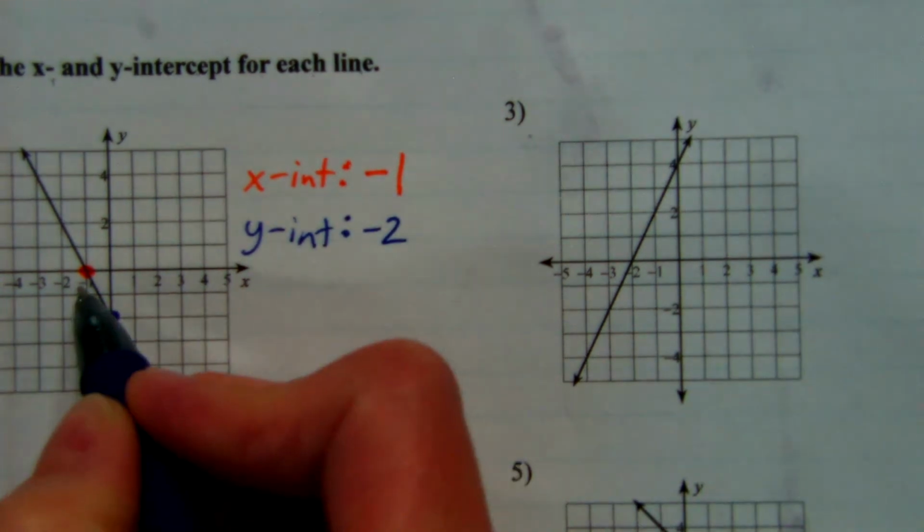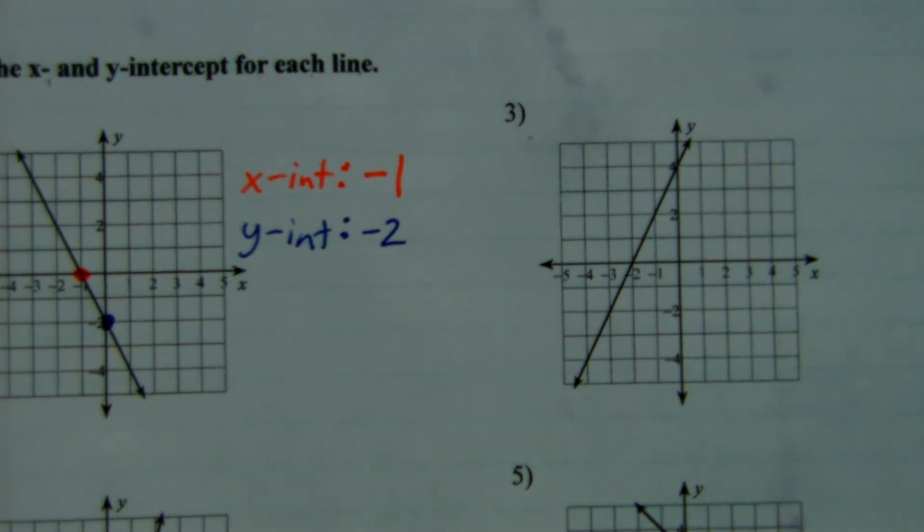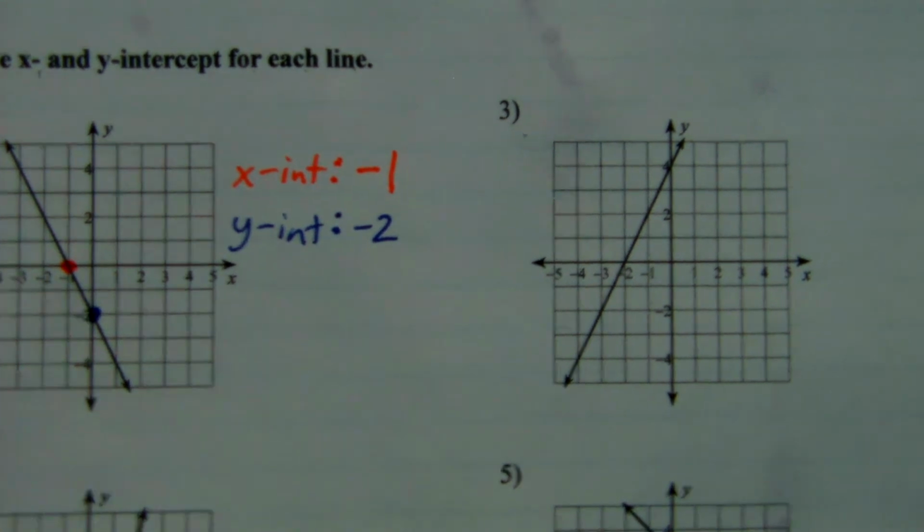The x-intercept is where it crosses the x-axis. The y-intercept is where it crosses the y-axis. Does that make sense so far?